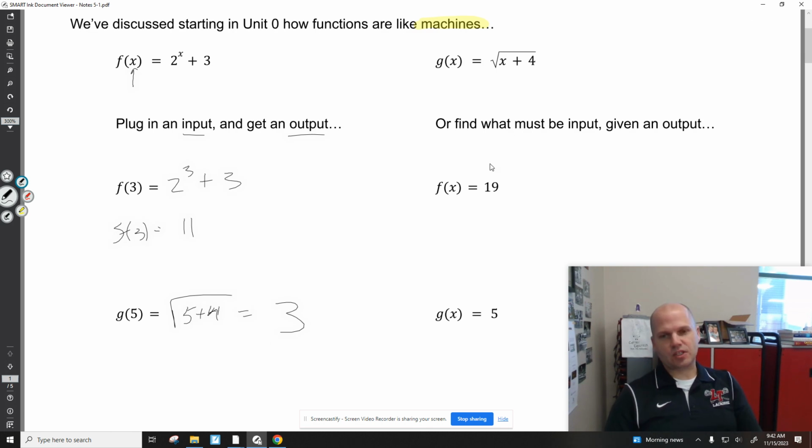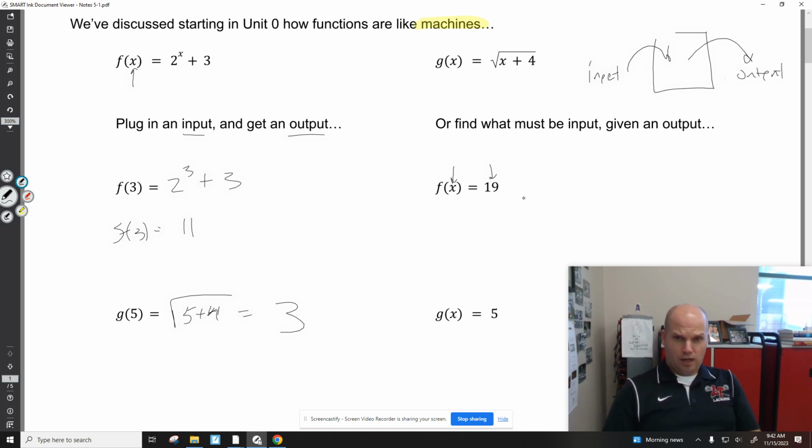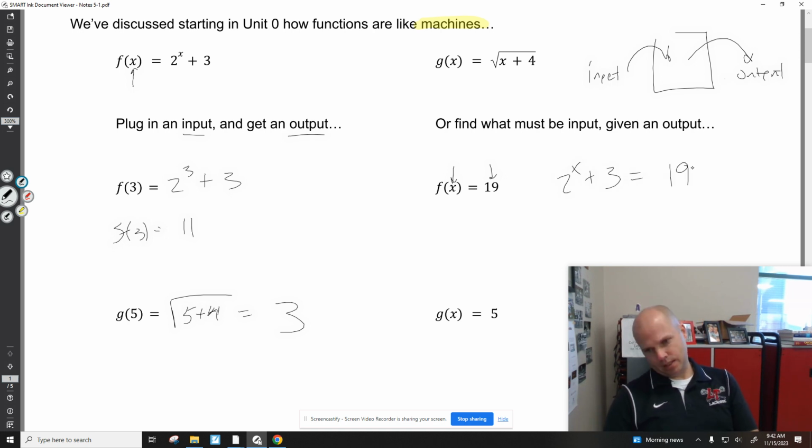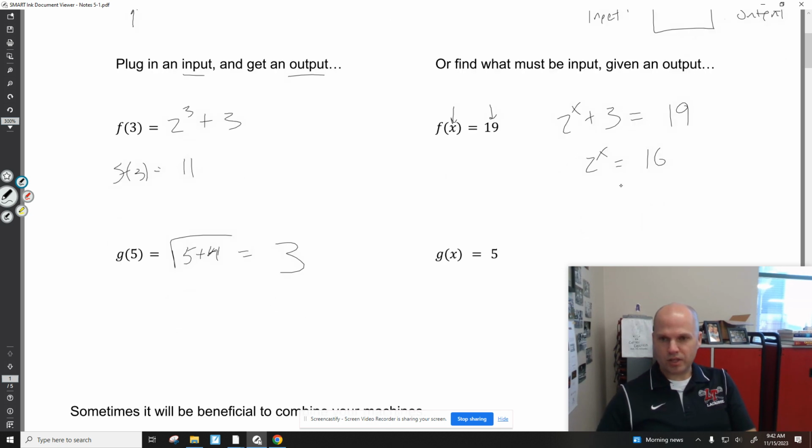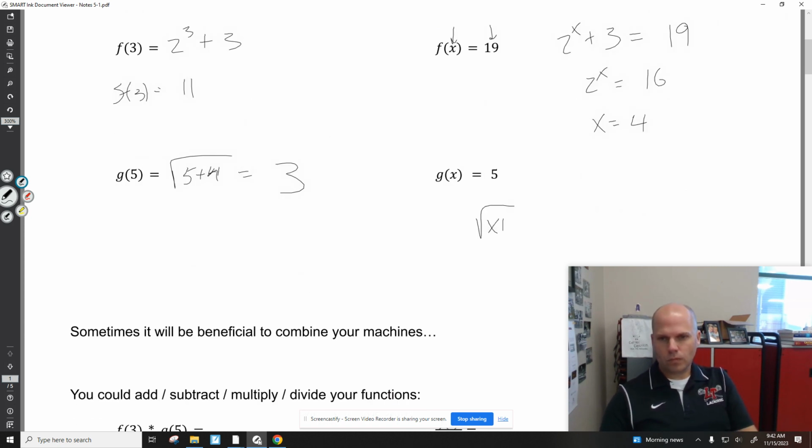We can also say, hey, if this is my output, what must be the input? Again, it's a machine. You take your input, you plug it into your machine, it does some stuff to that input, and then you get an output. Cool? If I know my output, I know what my function is going to produce, I can try to find what the input is. Just solve an equation. Log base 2 of both sides, or you know that 2 to the 4th is 16. When does this function equal 5? I'll square both sides.